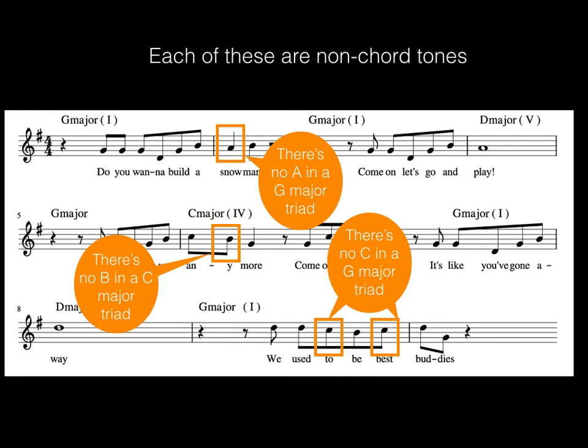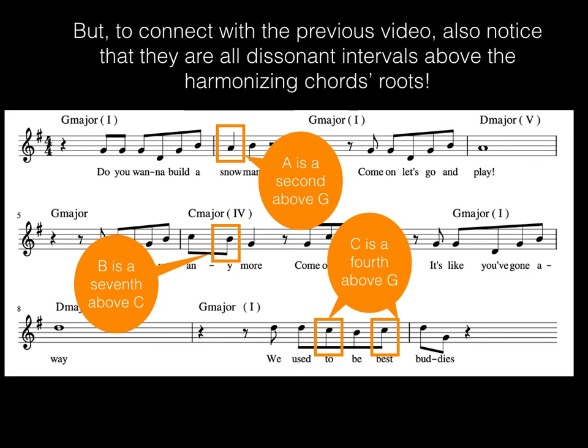So first there's no A in a G major triad. Then go to the second line. There's no B in a C major triad. And there's no C in a G major triad on that last line. But now also to connect with the previous video, notice that these all create dissonant intervals above the harmonizing chord's root. So an A is a second above G. In the G major triad, G is the root, and the A is a second above it. The second is a dissonant interval.